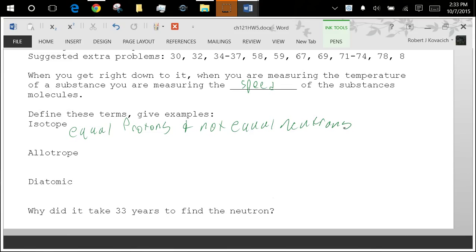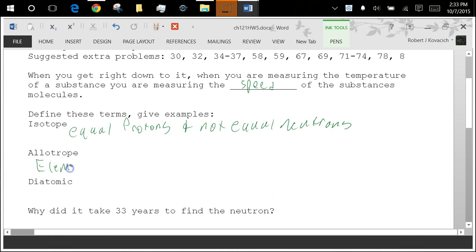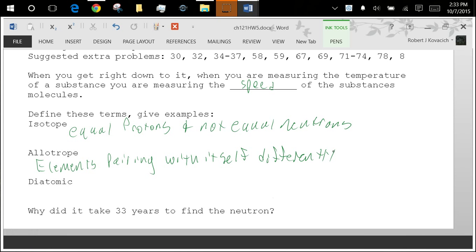So it's still the same element, it's just one weighs more than the other. Allotrope? And elements that pair with themselves. So I've got an element and it pairs up with itself, and then given different circumstances, it might pair up with itself differently. So graphite, diamond, charcoal, buckyball, S8 or just S's, or O2 or O3.